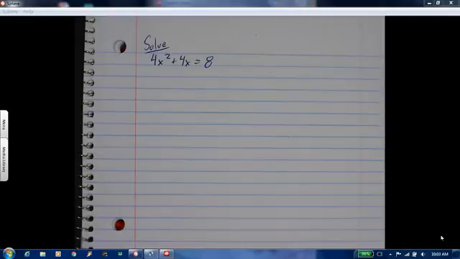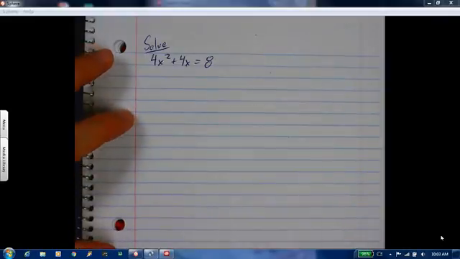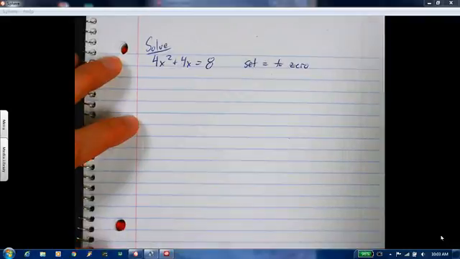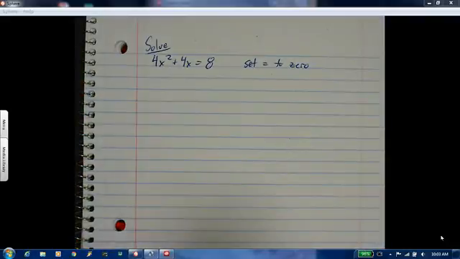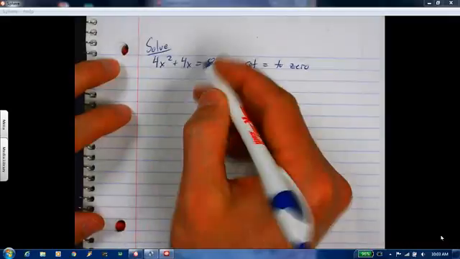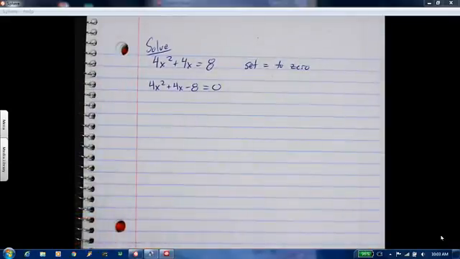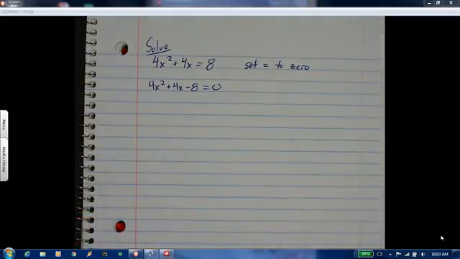So when we factor, it has to first equal not 8, but 0. So we say set equal to 0. That means move everything to the other side. So this plus 8 on this side, when I move it over, becomes a minus 8. What else do you notice about this problem? 4, 4, and 8. Do we have a common factor? Yep.